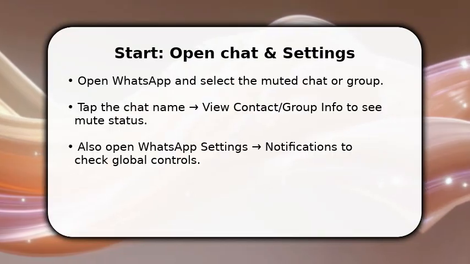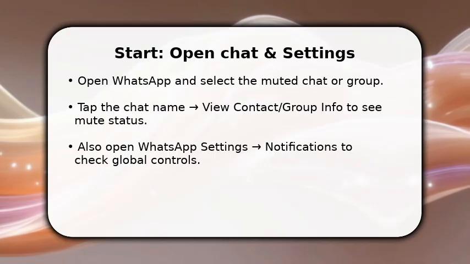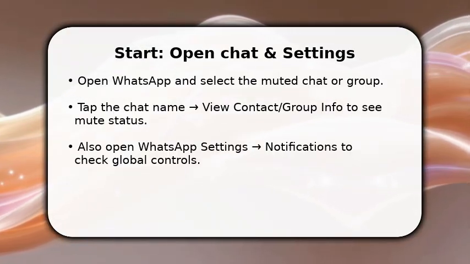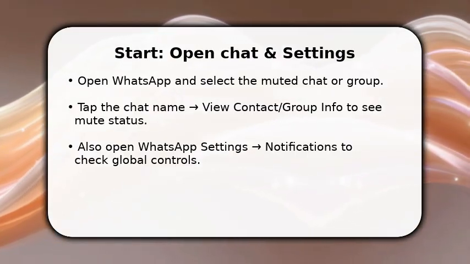Make sure to also open WhatsApp settings and choose notifications to see if global message sounds are off. Doing both prevents wasting time toggling the wrong control. Once you confirm where the mute is applied, you'll know exactly which control to change next.